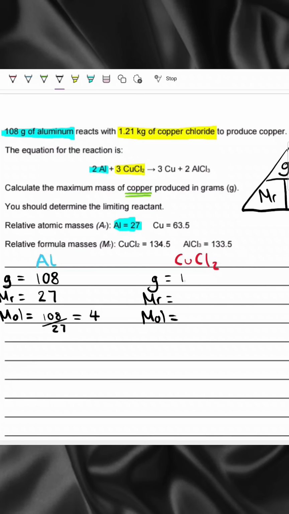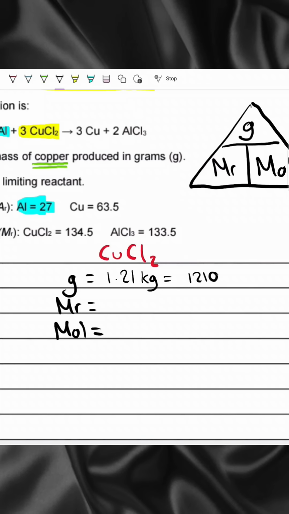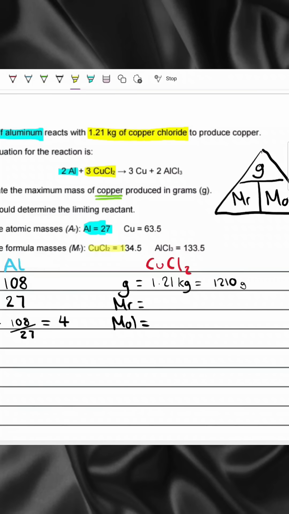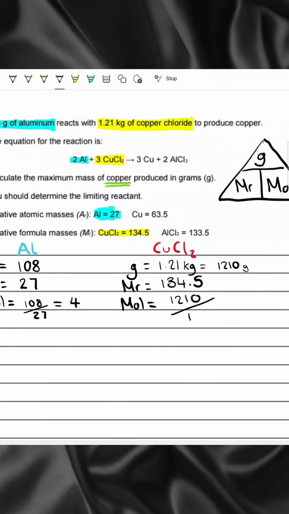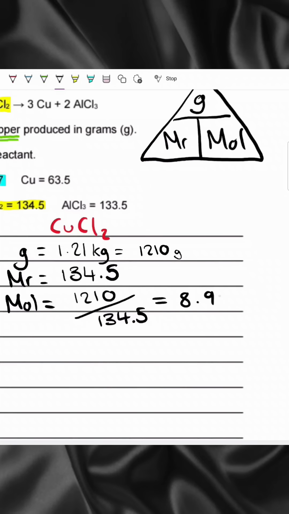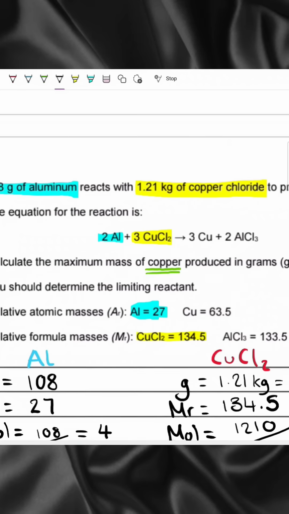Now we'll repeat the same exact process for copper chloride, but notice it gave us mass in kilograms. We need it to be in grams. So convert that to grams, times it by 1,000. Continue, get our moles, and then we can see for this we've got 8.99, basically 9 moles.